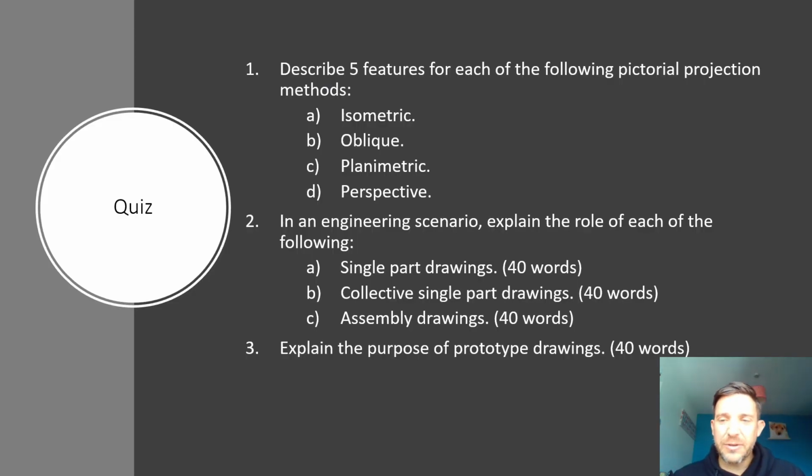So a couple of questions for you then, just to get you ready for this CAD test that you're going to do. Number 1: describe 5 features for each of the following pictorial projection methods. So 5 things about each of these pictorial methods. Number 2: in an engineering scenario, explain the role of each of the following: a single part drawing, a collective single part drawing, and an assembly drawing. So what is the role of them? Why, where and when would we use each of these? Just a little short paragraph. And number 3, what is the purpose of a prototype drawing? Good luck, and remember, all of these things may come up in a test.